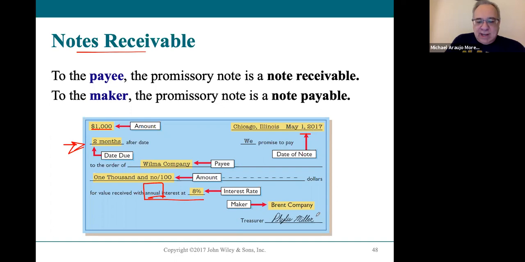And of course, it gets signed because these are the folks that are making the loan. These are the folks that are going to be paid. Okay. So the payee basically is the one who's going to be receiving it. The maker is the one who has to pay it.